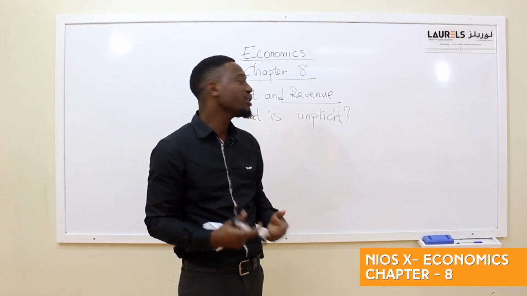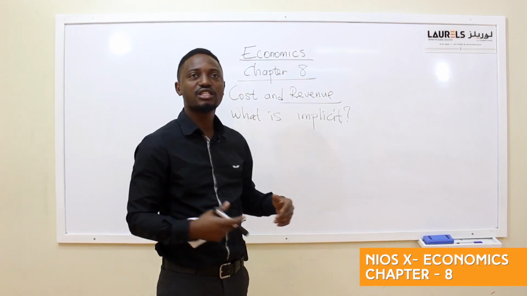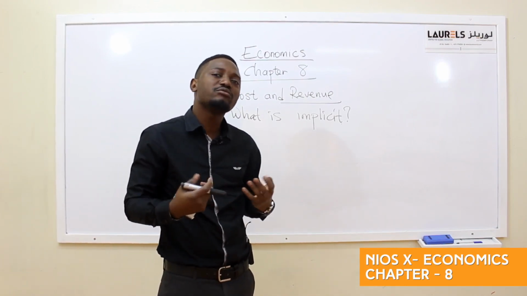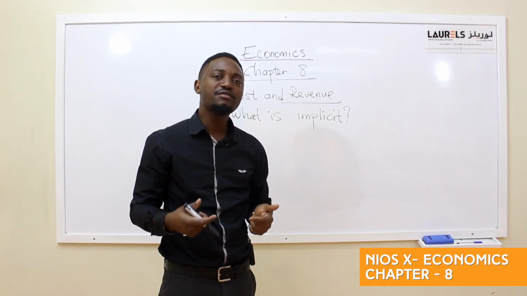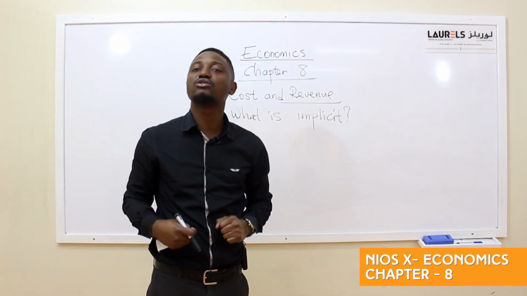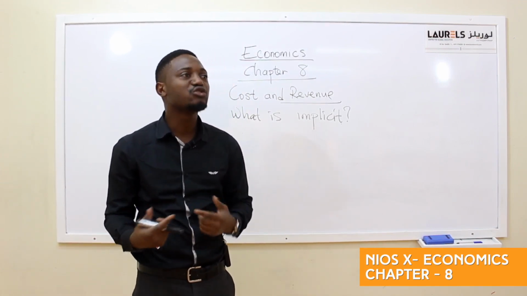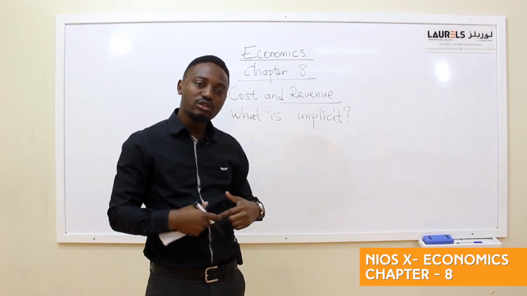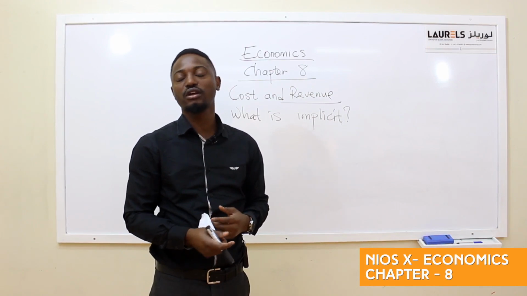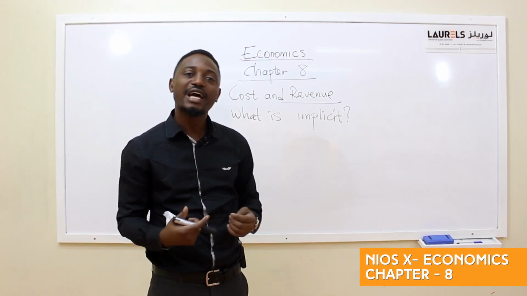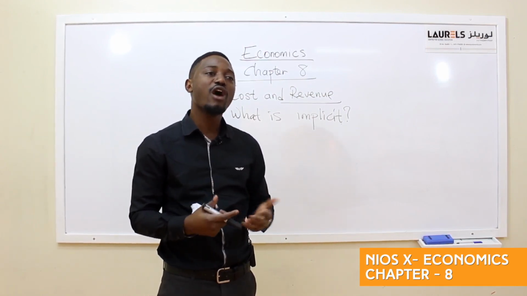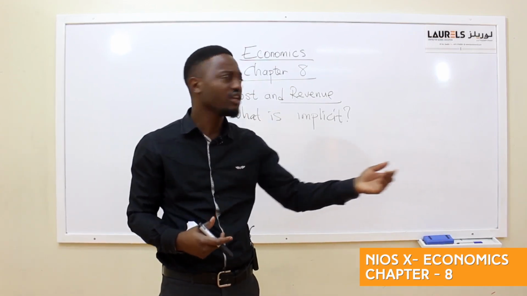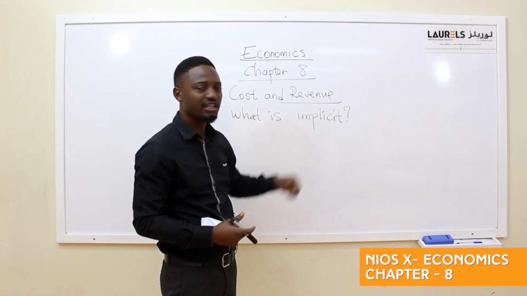Now, what we call implicit cost is a value, that's the amount of money you would have spent if you did not own those factors of production. If you had to buy the factors of production that you own to use in the production of a good or a service, that amount of money which you have saved because you did not have to buy that factor of production is what we consider as implicit cost.